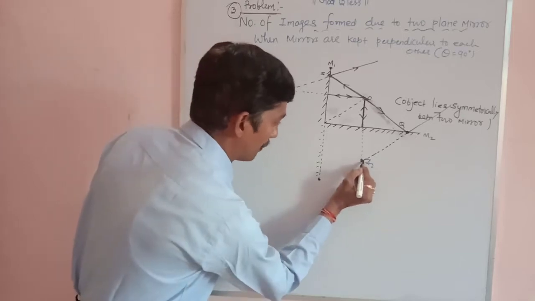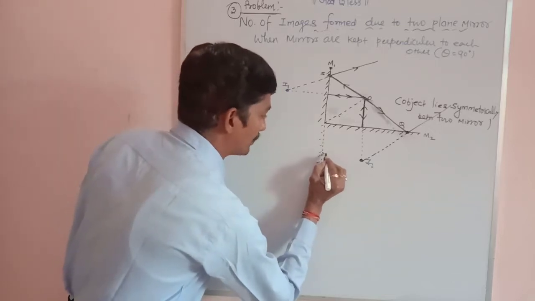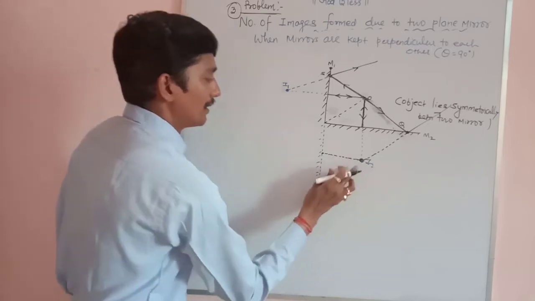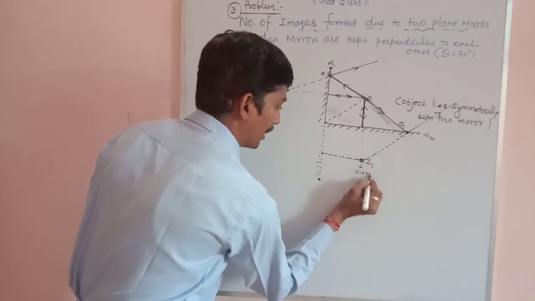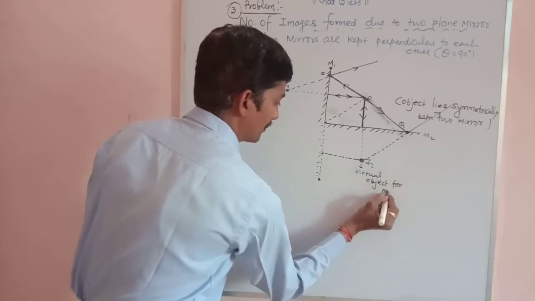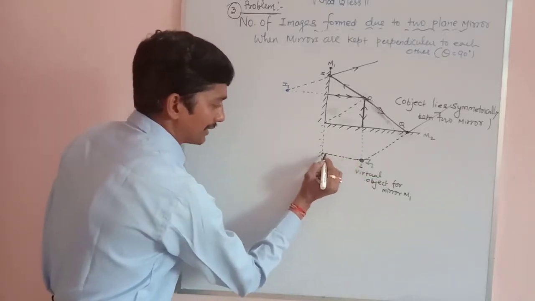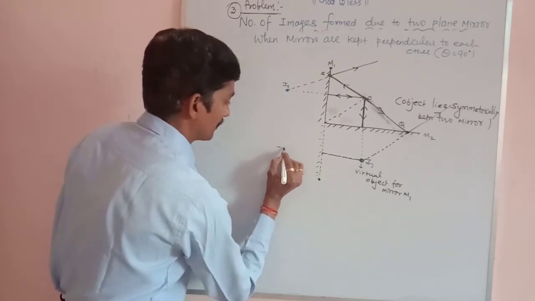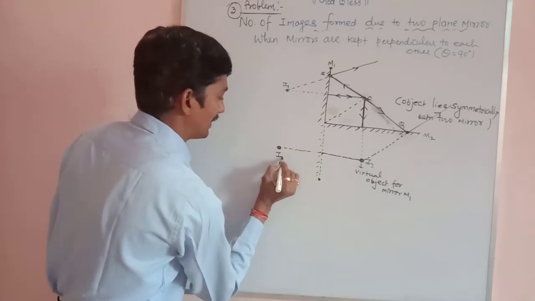Don't you think now this image I2 will act as the object for mirror M1? So here I am writing, this will act as a virtual object for mirror M1, and it is at this much distance. At the same distance I will get the image here, and I will name this I3.